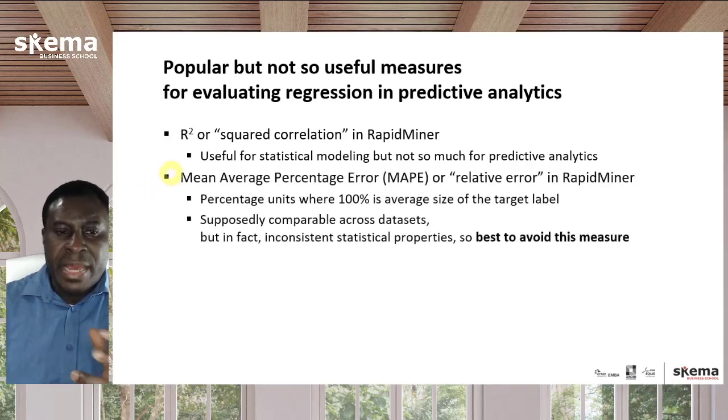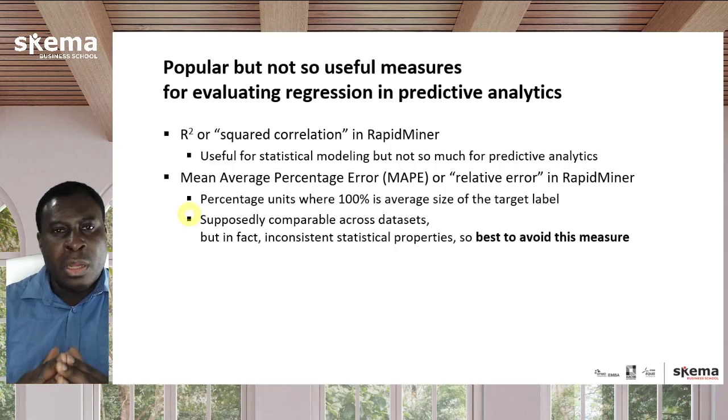Another popular measure is the mean average percentage error, MAPE, also called the relative error. It expresses errors in percentage units, where 100% is the average size of the target label. The intention is that because it's always on a 100% scale, it's supposedly comparable across data sets, so no matter what you're measuring, 100% is about the same. But statistically, it has a lot of inconsistent properties. It doesn't grow equally and so on. So it's really best to avoid this measure completely.